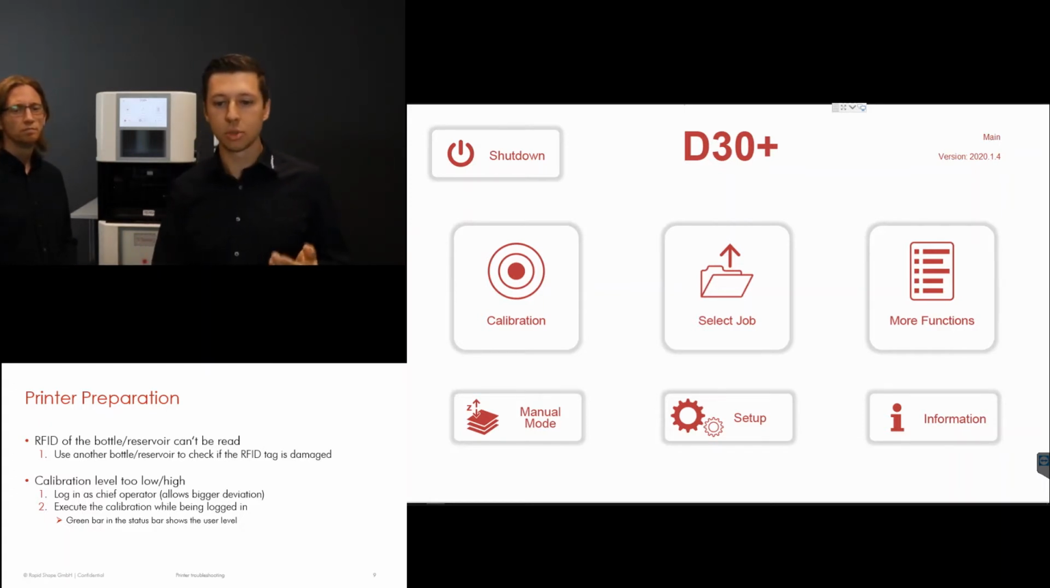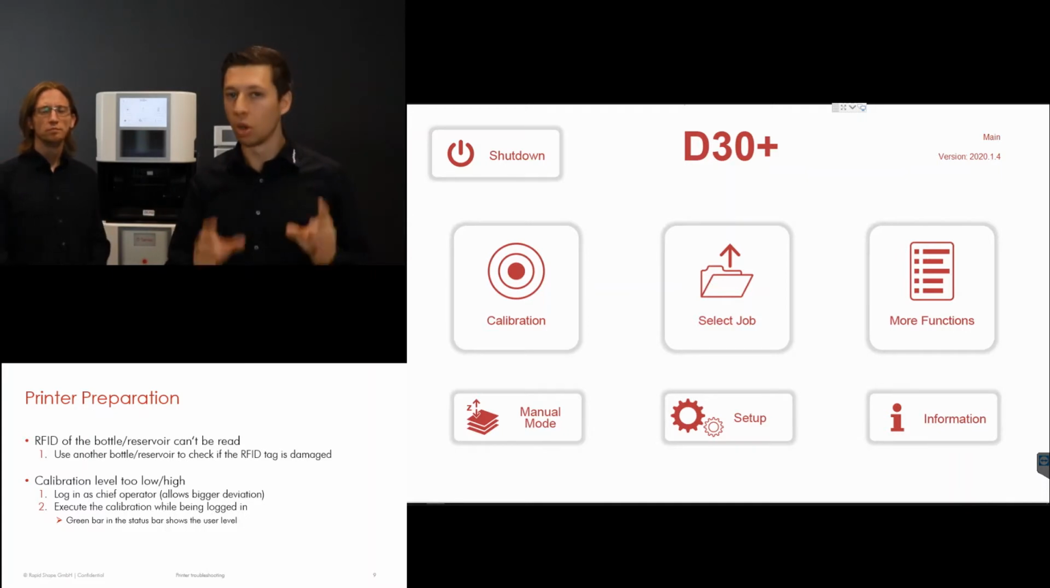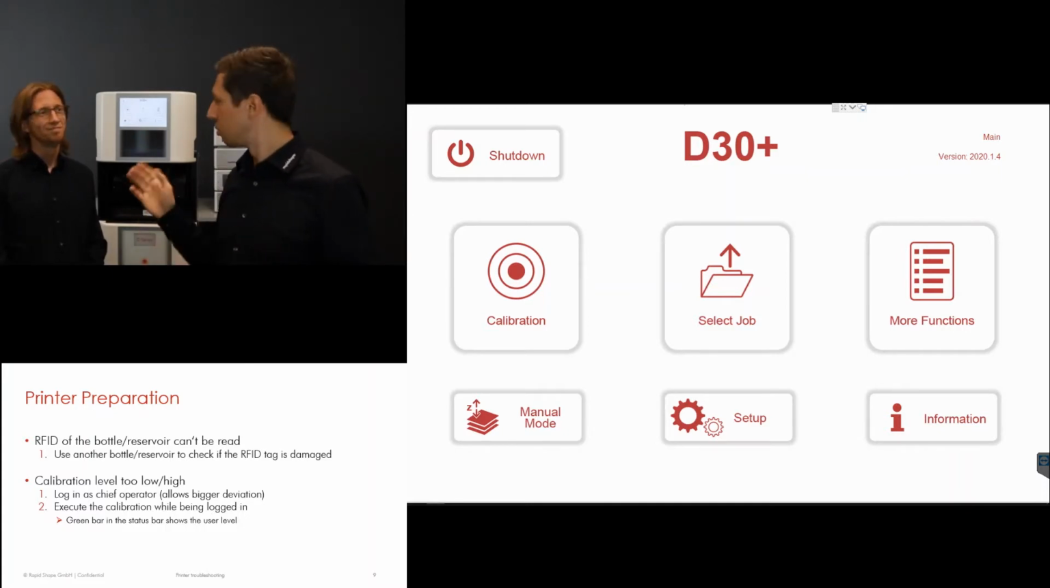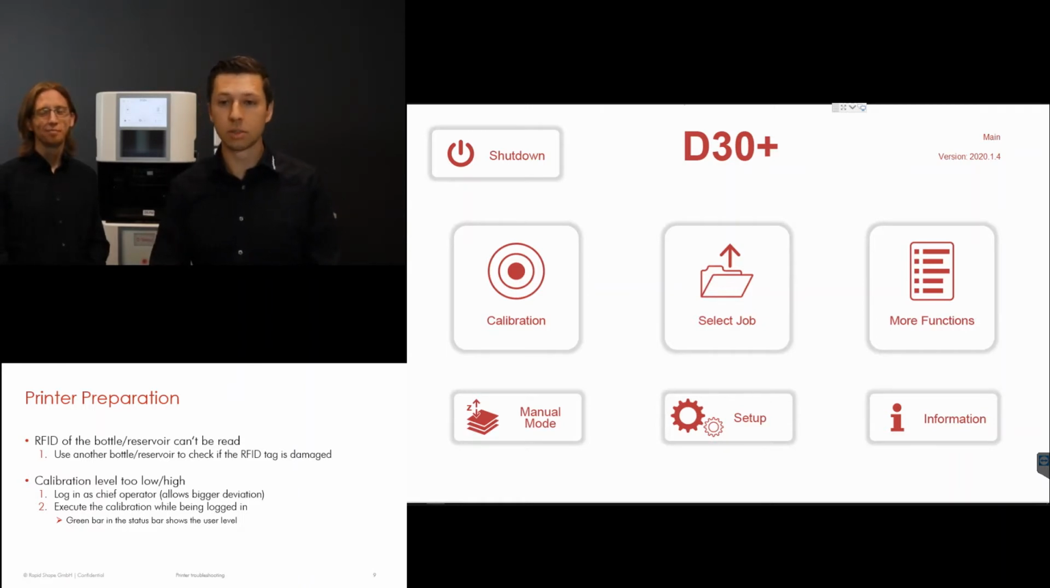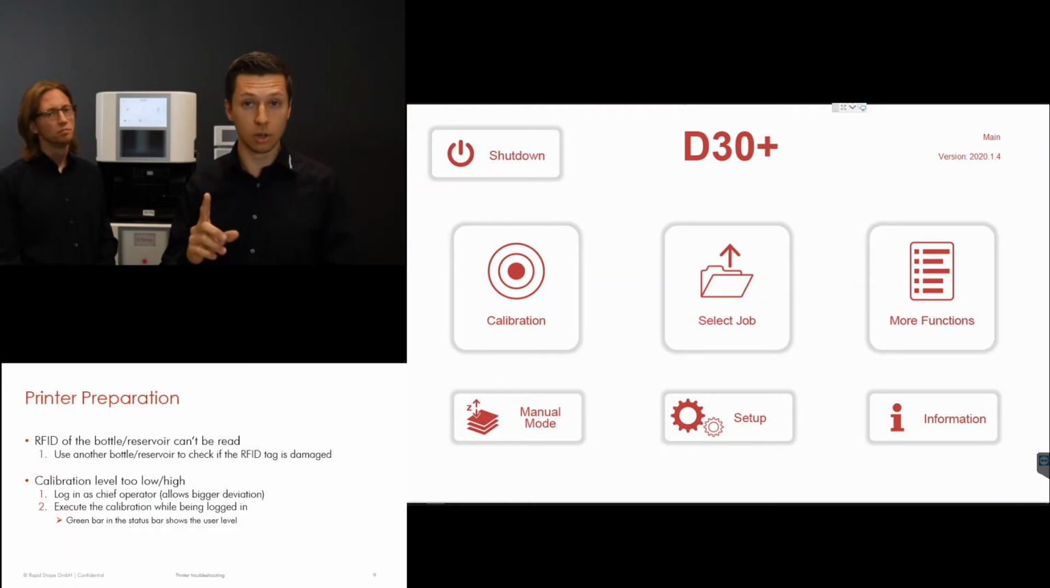You just have to log in as chief operator. In the webinar with you, I think it was, they showed you how to log in as a chief operator or distributor. The password you can, for example, request from us. You maybe also have got all the passwords you need, because if you're logged in, you will have a bigger deviation which is allowed during the calibration, and the warning won't appear. So this means you log in, you go back to the main menu without logging out, and execute the calibration.